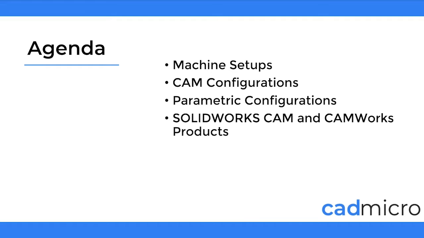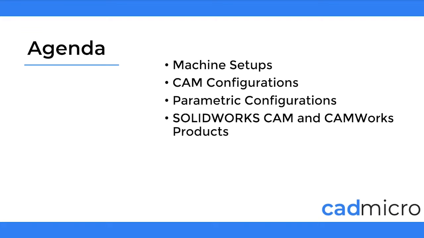We also have the CAM configurations that we're going to talk about. This will allow you to take advantage of some of your SOLIDWORKS configurations and link CAM configurations to that. So if you've got maybe some different size configurations or different design configurations that you've created inside of SOLIDWORKS, we can link those to different CAM configurations. So you would get a different program based on the SOLIDWORKS configuration. Again, we'll talk about that.